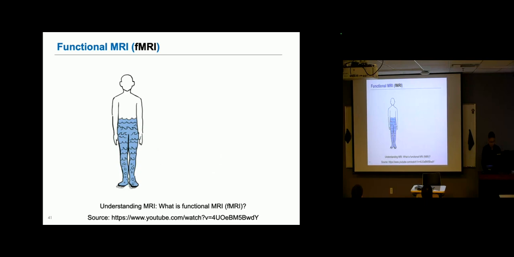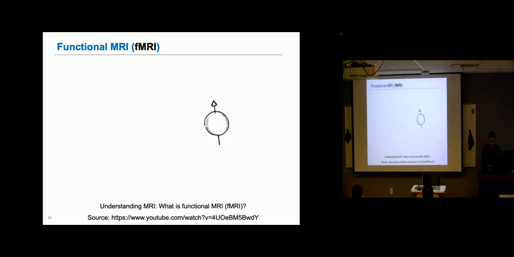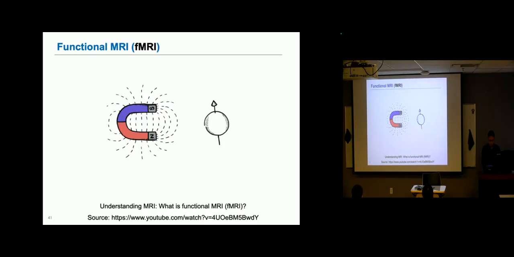The human body is made of more than 50% water. Each water molecule in the body contains 2 hydrogen atoms. These hydrogen atoms contain something called a proton. Protons have magnetic properties. When a magnet is present, they interact with the magnetic field. MRI scanners use magnets to measure a signal from protons in the body.